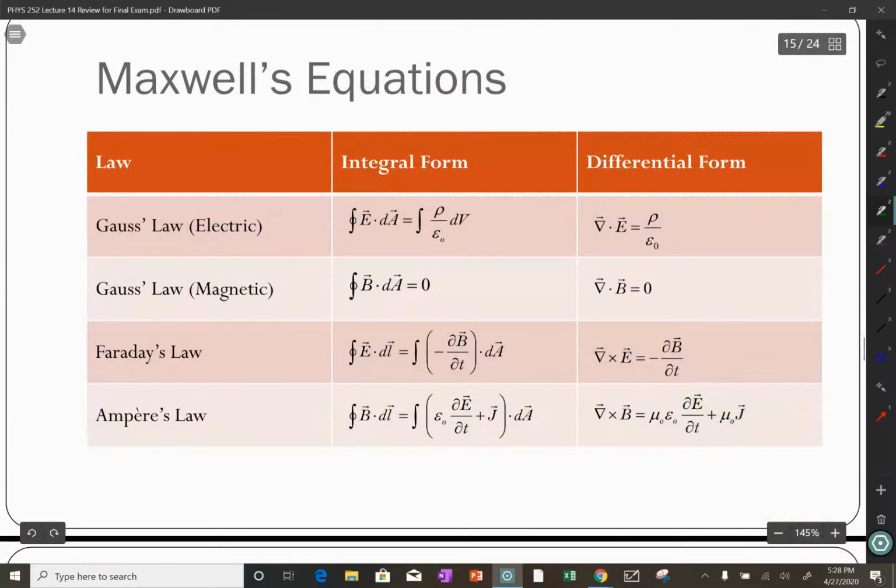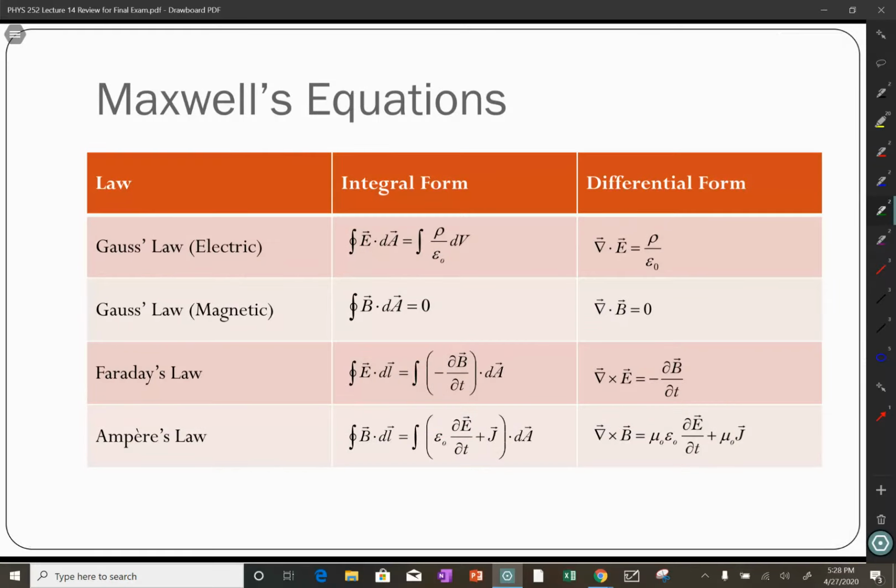Now here are Maxwell's equations in their entirety. So we have Gauss's law, the electric form. Already talked about this. Charge enclosed is the integral of rho dV, so that's why it has it that way. Differential form. Gauss's law for magnetism says that the magnetic flux on a closed surface is always zero, or del dot B is zero.